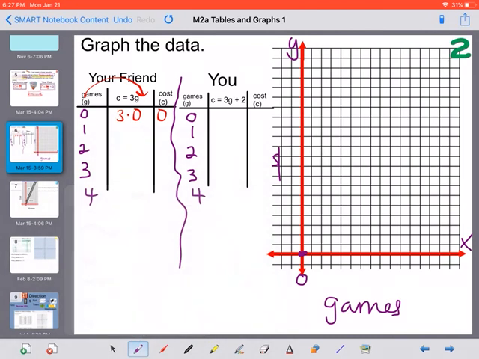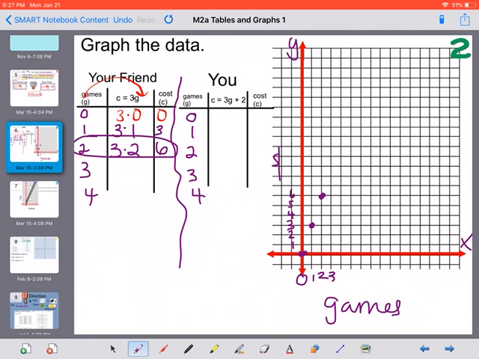Then, if we continue, bowling 1 game, $3 times G, the number of games, which is 1. 3 times 1 is 3. So if we bowl 1 game, we have to pay $1, $2, $3. If we bowl 2 games, our equation up here says $3 times the number of games, which is 2. 3 times 2 is 6. So if we bowl 2 games, 1, 2, it'll cost us $6.